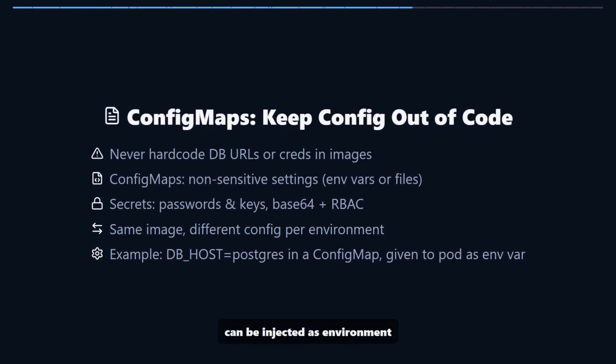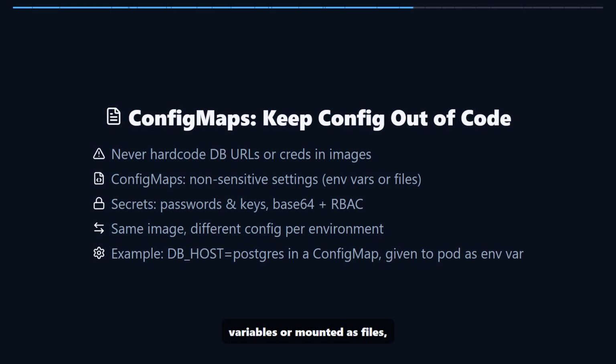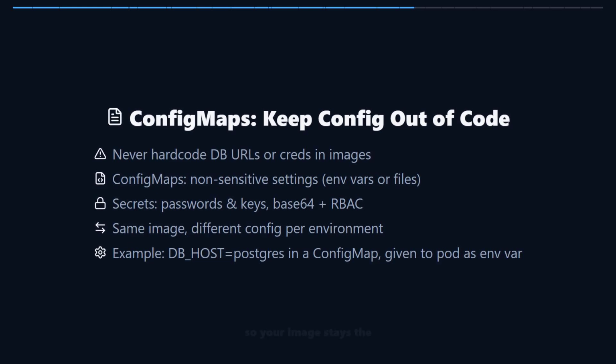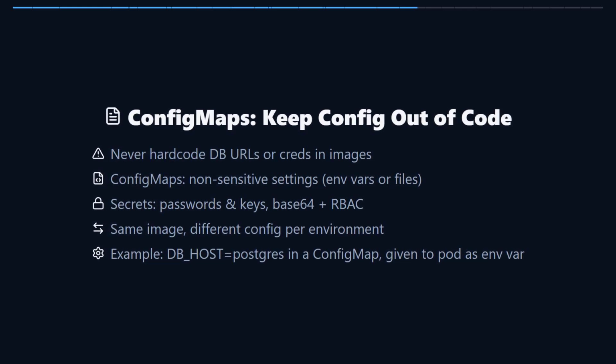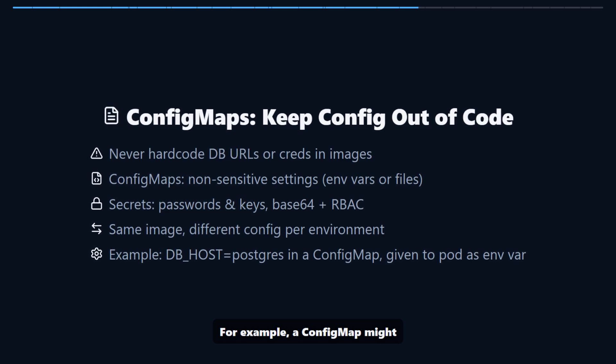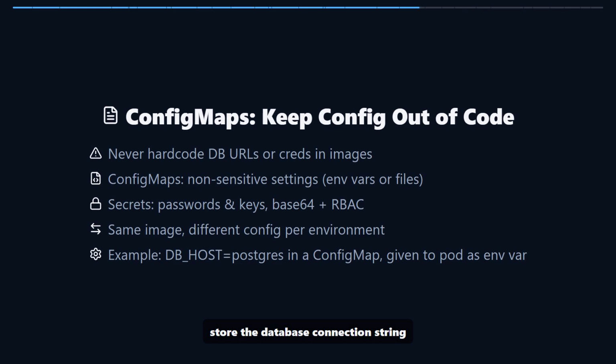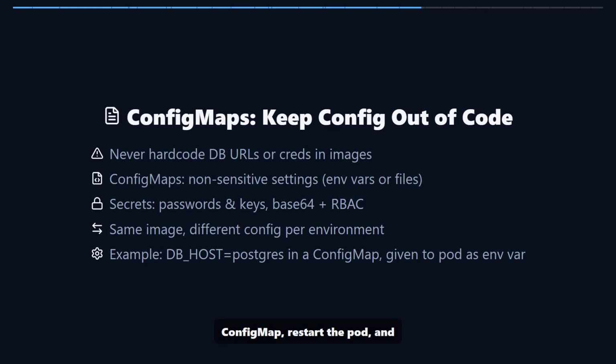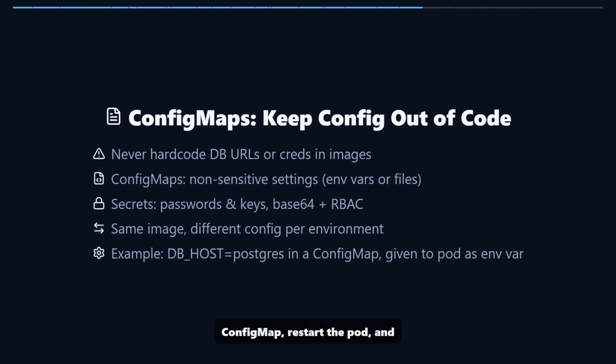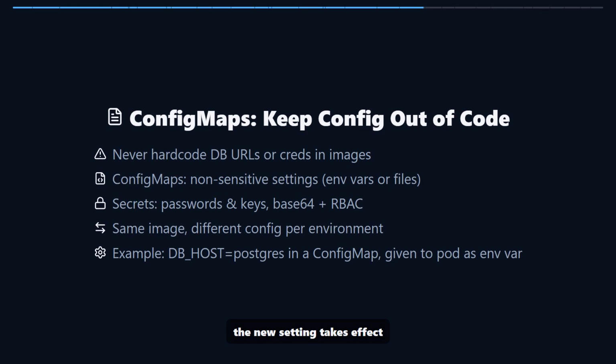Both can be injected as environment variables or mounted as files, so your image stays the same from dev to prod, and only the config changes. For example, a ConfigMap might store the database connection string as an environment variable. Update the ConfigMap, restart the pod, and the new setting takes effect without rebuilding the image.